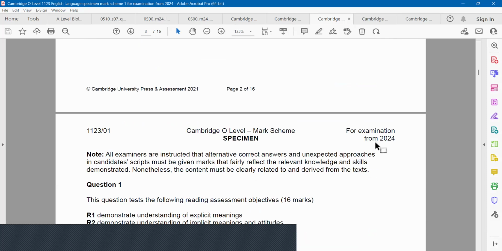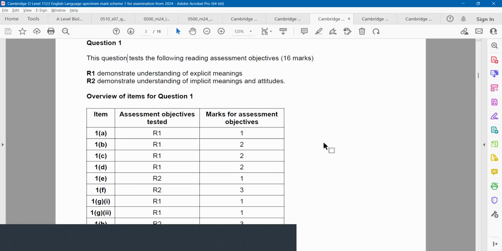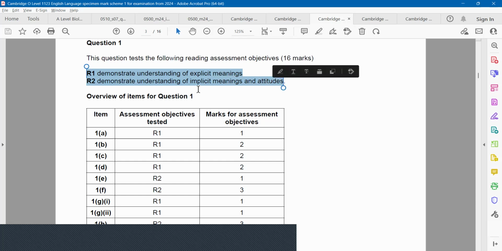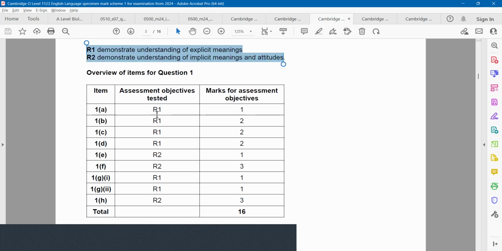Now, as you can see over here, question 1 of paper 1 is the comprehension, and what you'll be expected to demonstrate, as I mentioned in our previous classes, is your understanding of explicit meaning and implicit meaning. They're actually given a breakup of which of these assessment objectives is being tested in which question. So that is the approach.